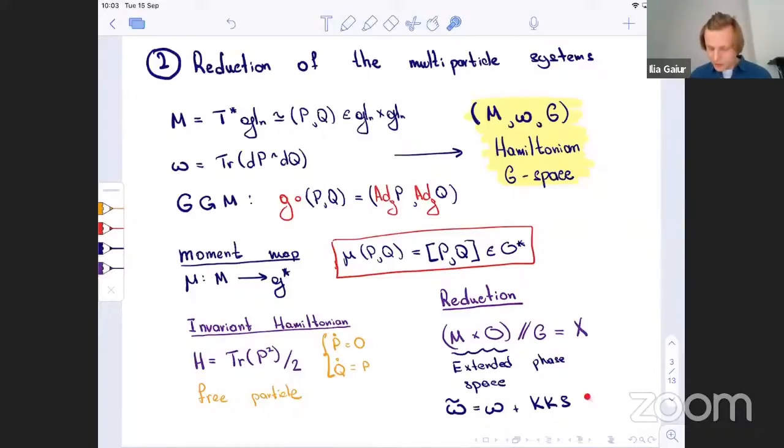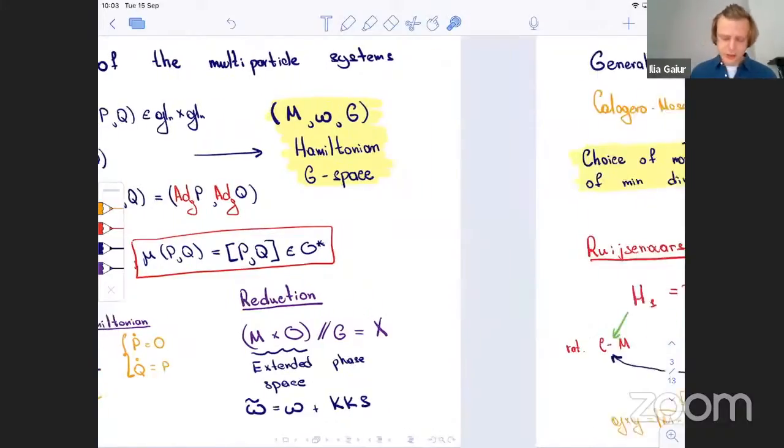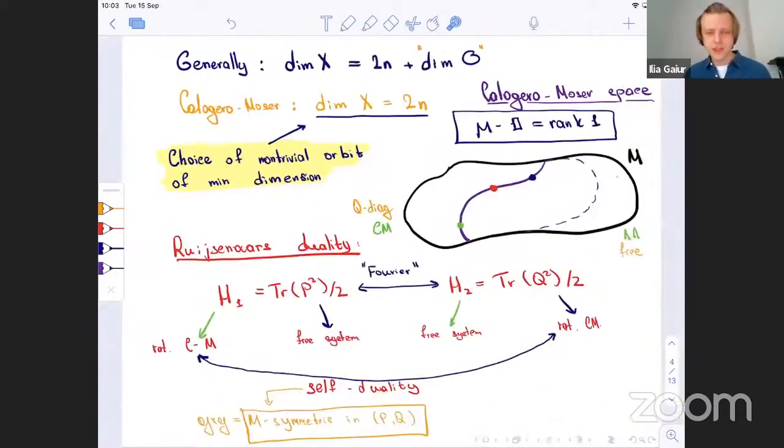The symplectic form on this space is just the symplectic form we already introduced, and the Kirillov-Kostant form for the coadjoint orbit. So generally, what we obtain is that the dimension of the reduced phase space is equal to 2n, which is the Darboux coordinates, plus some function depending on the dimension of the orbit. Generally, this is the dimension of the orbit minus the dimension of the stabilizer for this orbit.